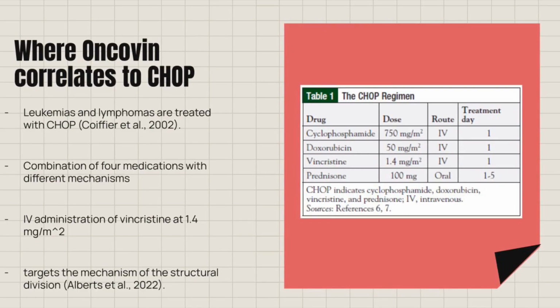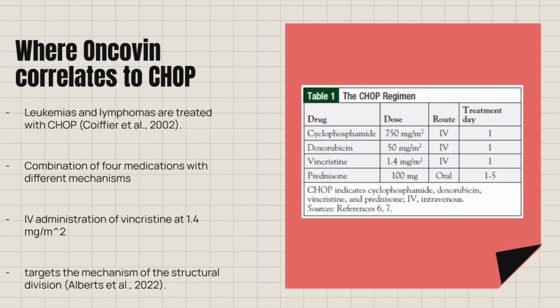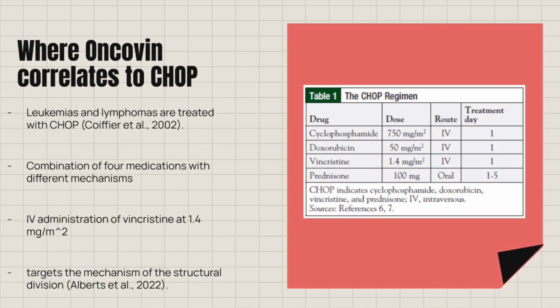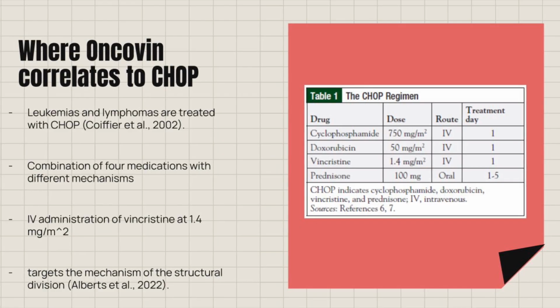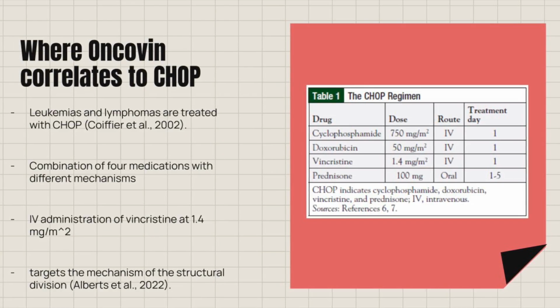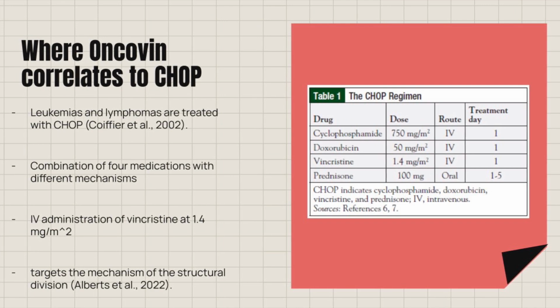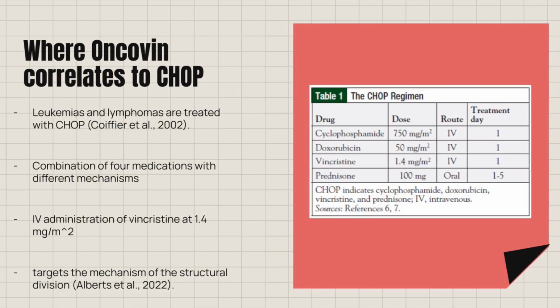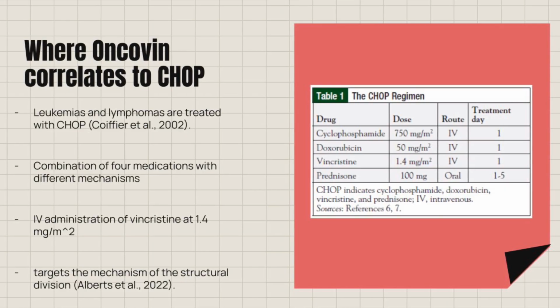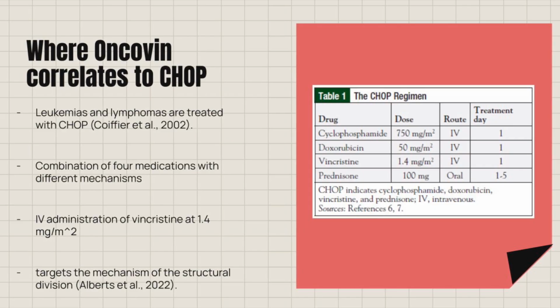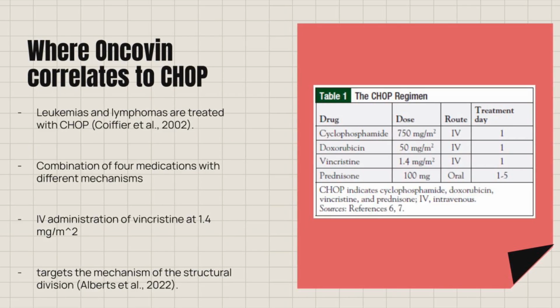Starting off with my slide 1 where Oncovin correlates to CHOP. So the CHOP regimen for certain blood malignancies such as non-Hodgkin lymphoma is described in my treatment table to the right of this slide. So when used together, the 4 drugs, cyclophosphamide, doxorubicin, vincristine, and prednisone, have been shown to dramatically enhance clinical results, which I'm referencing from Koffner et al.